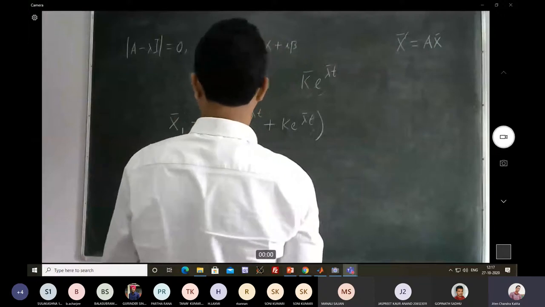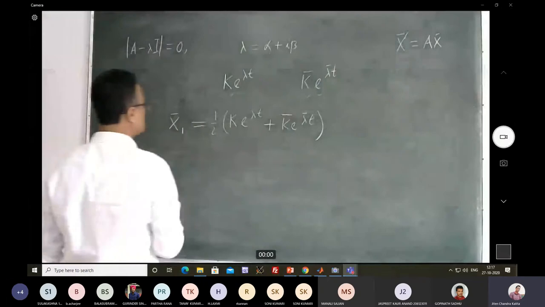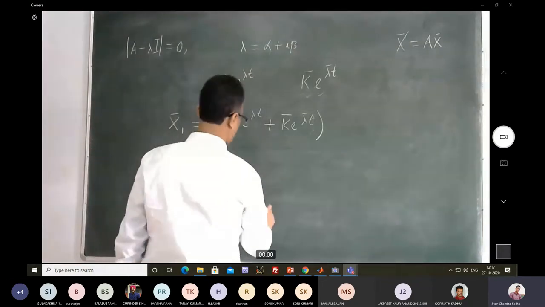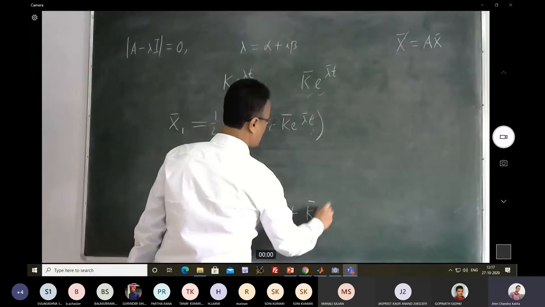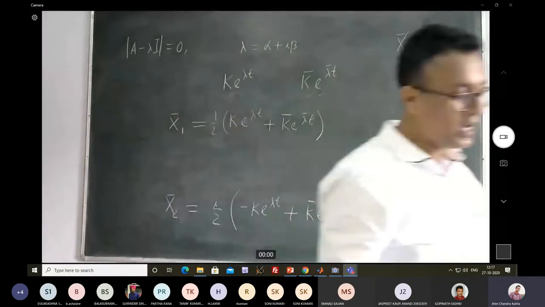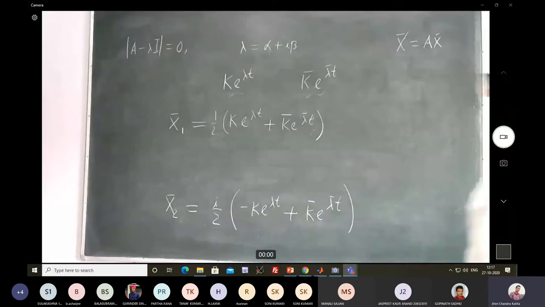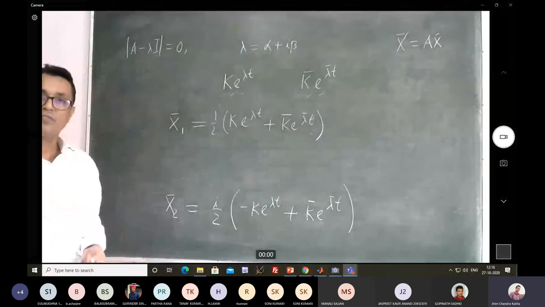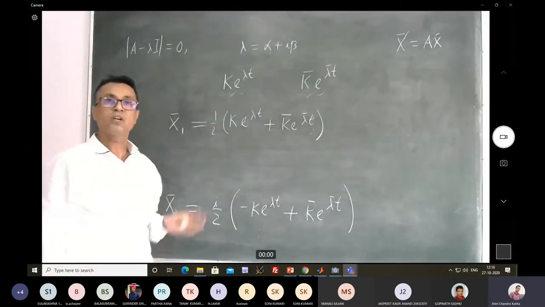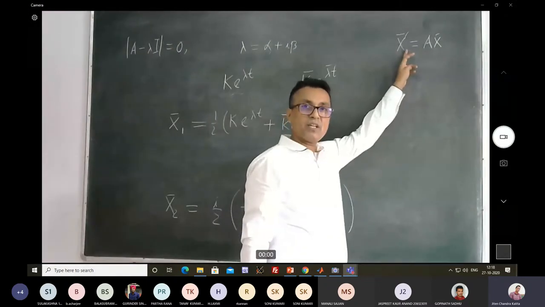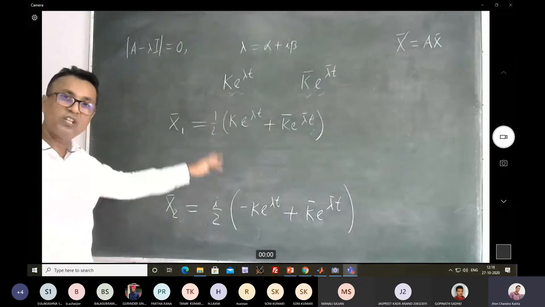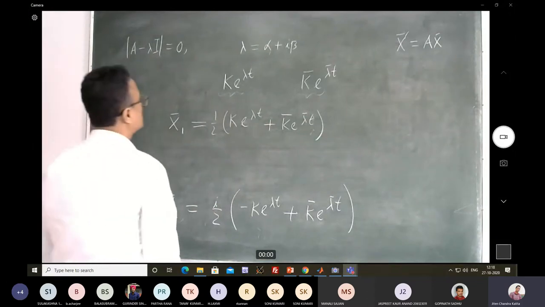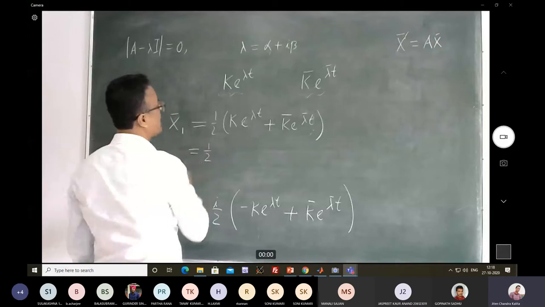Now let me move to the second one, x2, which is 1 by 2i times the difference. Please have a look at those two. These two are nothing but linear combinations of the original solution vectors, so they also form solutions of the original system of differential equations given by this. You can easily check the linear independence of x1 and x2. Now let us see what shape x1 and x2 take. This one I can write as half.